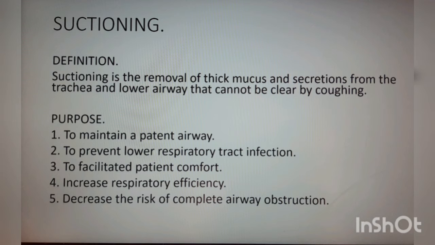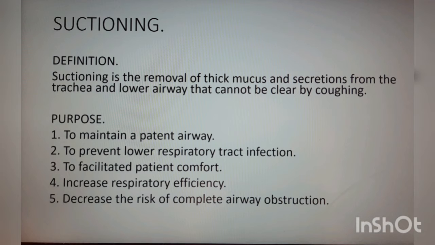Suctioning is the removal of thick mucus and secretion from the trachea and lower airway that cannot be cleared by coughing. Suctioning is the mechanical aspiration of pulmonary secretion from a patient with an artificial airway in place. Suction is used to clear retained or excessive lower respiratory tract secretion in patients who are unable to do so effectively for themselves.